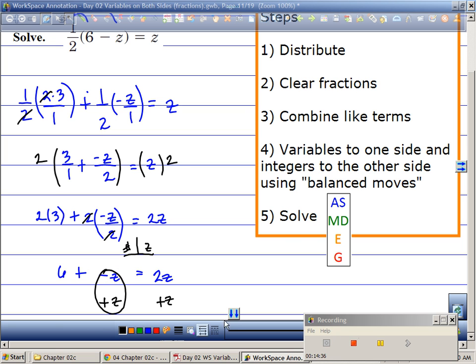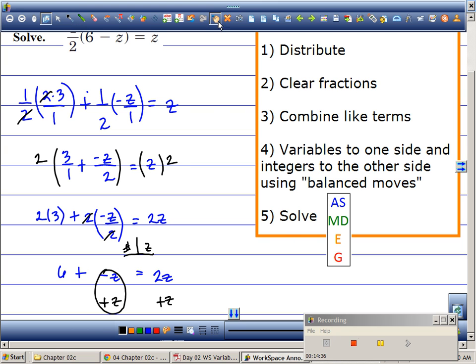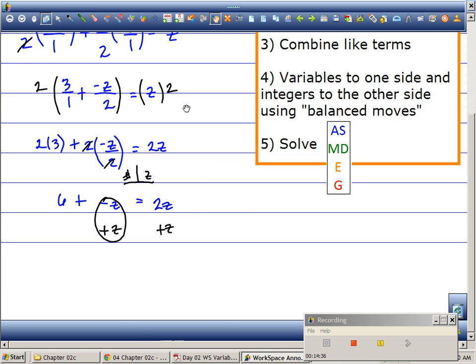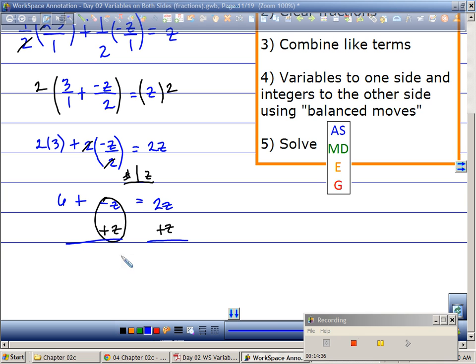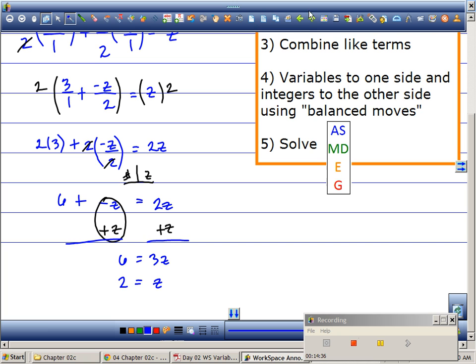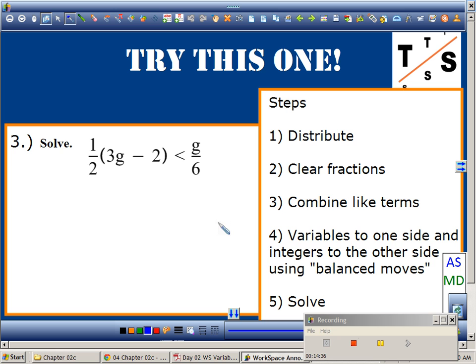This is just a normal one-step equation now, right? And we're left with 6 equals 3z. If 3z's is 6, how much is 1z? 2. Right? Each z is 2. 2, 4, 6. Okay. Good job, guys. Questions on that one? That one was no different except for we just had to distribute first, right? Try this one on your own.